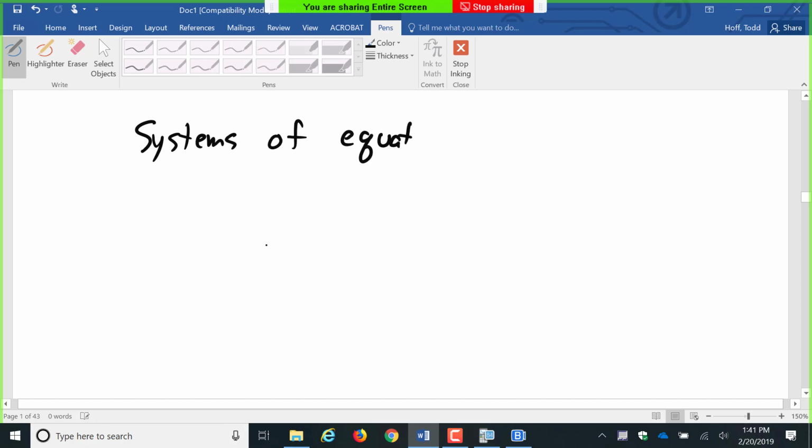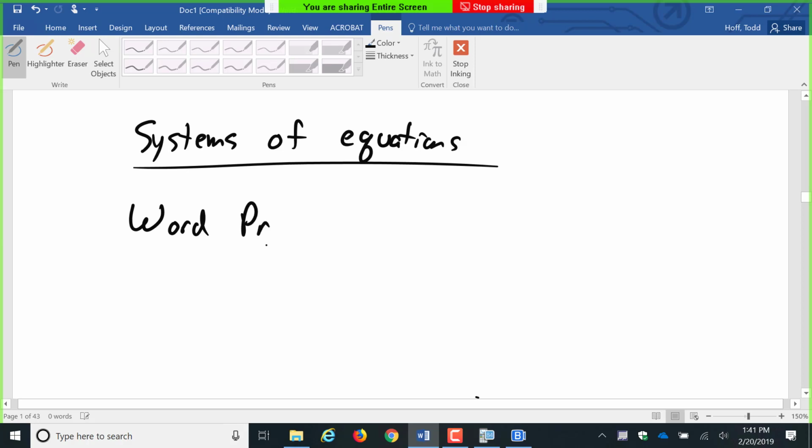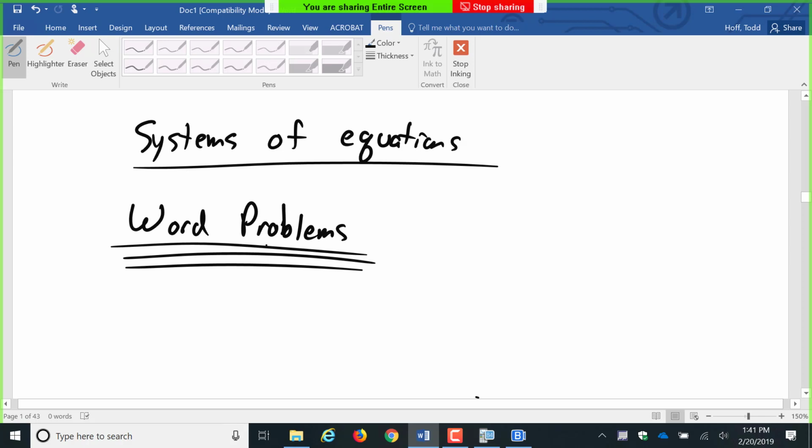Systems of equations is fair game. Then, of course, word problems. Any questions?